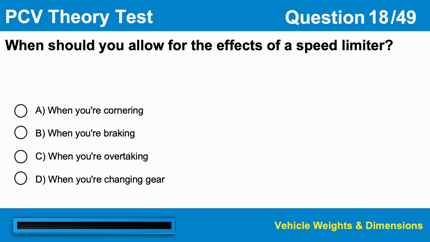Question 18. When should you allow for the effects of a speed limiter? A. When you're cornering. B. When you're braking. C. When you're overtaking. D. When you're changing gear.